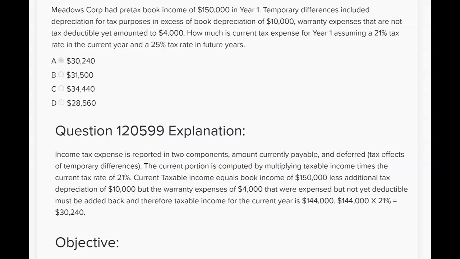They're only asking for current. So our job is to calculate taxable income for this current year. Start with book income, $150,000, and then excess depreciation for tax purposes means that an additional $10,000 can be subtracted from book income to arrive at taxable income. We're down to $140,000 right now. 150 minus 10. Then warranty expenses that are not tax deductible yet, but they've been expensed on the books. So add back 4,000 and we're at 144. Now multiply by the 21% current rate and you'll get your current tax expense of $30,240.